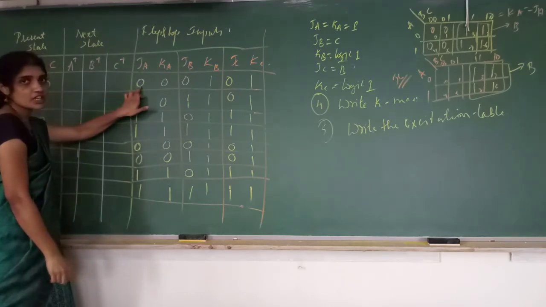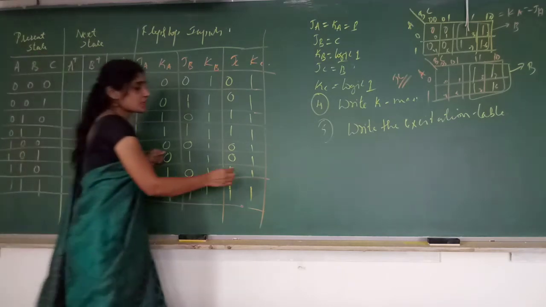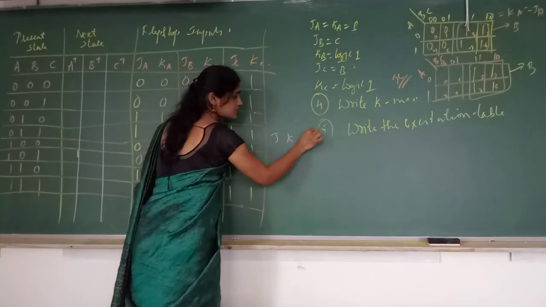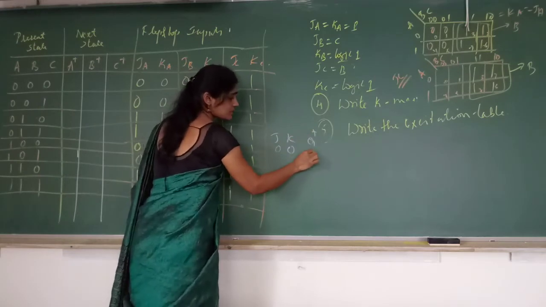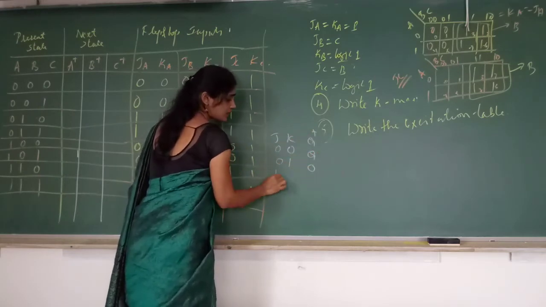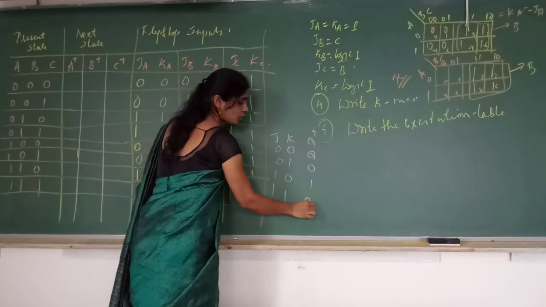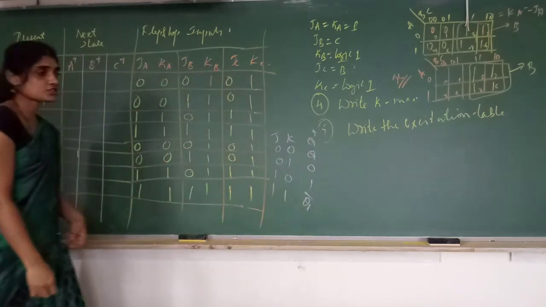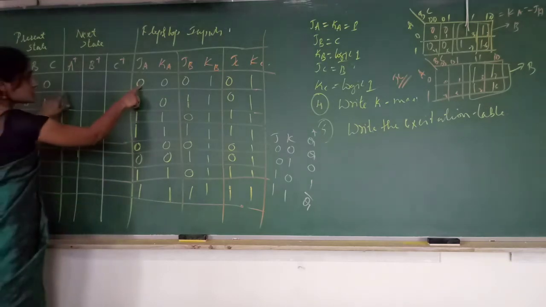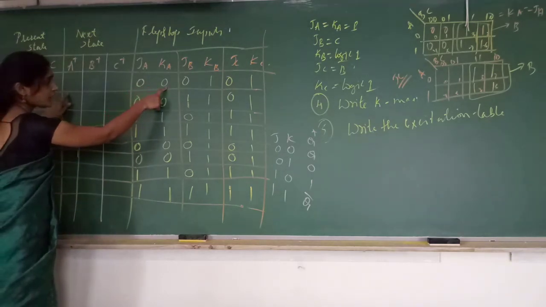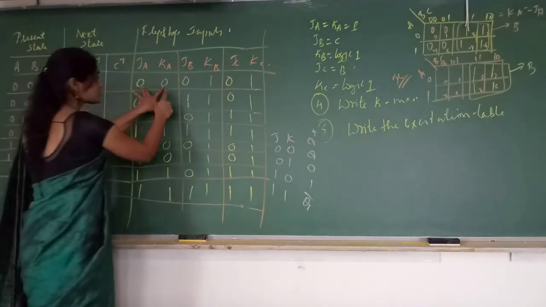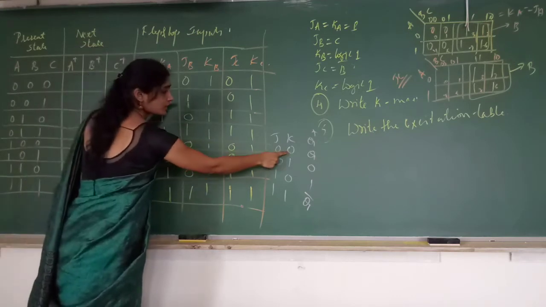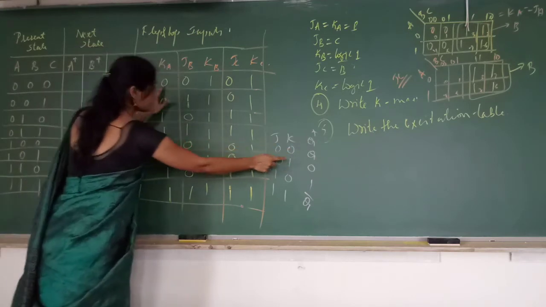The first flip-flop is JK. You know the function table of JK. For JK, 0 0: same as previous state. 0 1: reset to 0. 1 0: set to 1. 1 1: it toggles. Next state is the complement of previous state. Now, J 0, K 0. When it is 0 0, how does the JK flip-flop work? Next state is the same as previous state.